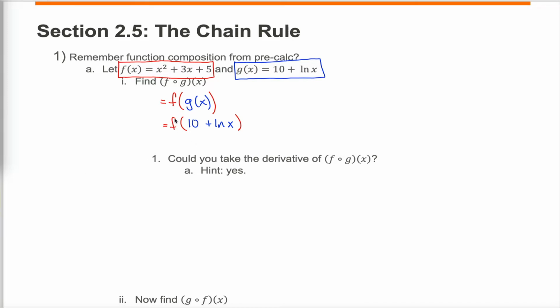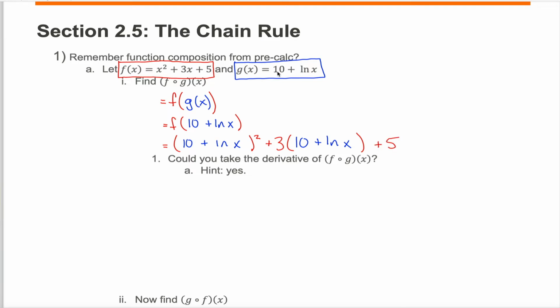And then I want to figure out f of that expression. Well, f of x is given by this blueprint right here. So if I want to put something other than x into this machine f, all I've got to do is copy this blueprint, changing all the x's into whatever I want to put into that machine. In this specific case, it's 10 plus the natural log of x that I want to put into this machine. So instead of x squared, I'd get 10 plus the natural log of x being squared. And then instead of plus 3 times x, I'd get plus 3 times 10 plus the natural log of x. And then finally, plus 5.